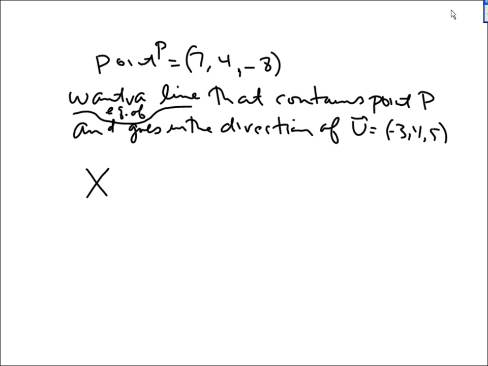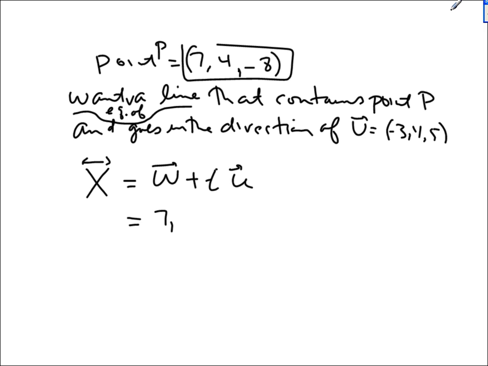And generally we call that vector x. I mean, we call the line x. Maybe you put a double arrow on top. In any case, we know that it's w plus t times u. Vector w, I'm just going to call it the vector whose head is here, plus any multiple of u, negative 3, 4, 5.